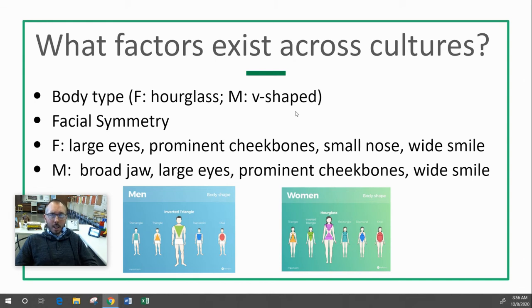Because that is a sign of being able to successfully carry children. Why is a V-shaped figure attractive for men? Because that's a sign of high testosterone rates, and then that person will be able to care or protect children. Facial symmetry shows the genetic health of having cells divide evenly across the face. Again, high levels of estrogen are associated with large eyes, prominent cheekbones, and a small nose, whereas high levels of testosterone are seen with broad jaws.